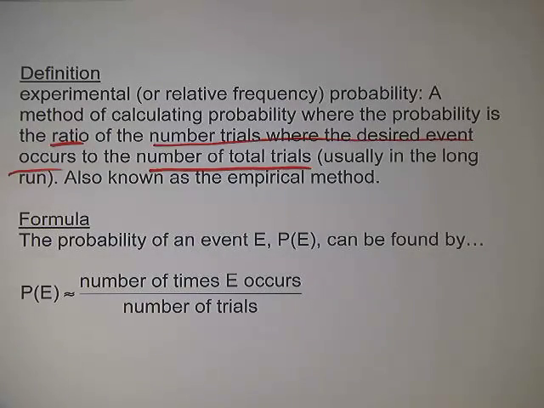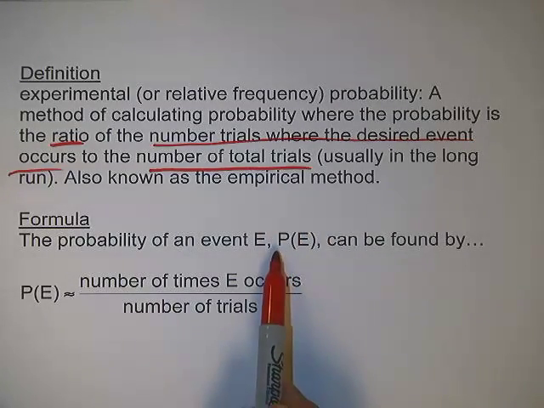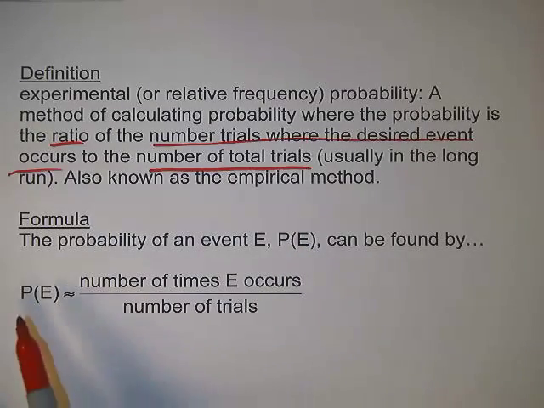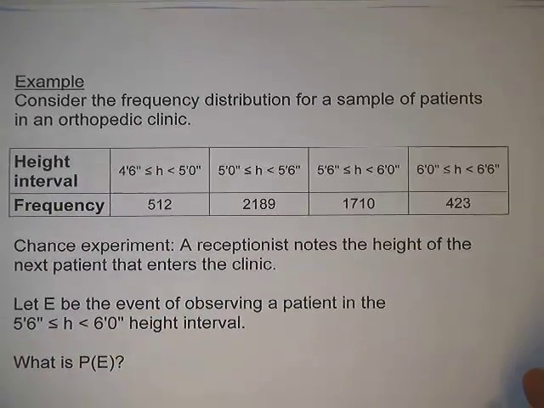So the probability of an event E, P of E, okay, remember that this is probability notation, so this stands for the probability of event E, can be found by the probability of E is approximately equal to the number of times E occurs divided by the number of trials. Okay, so we're going to be using existing data to be making probability statements. Okay, so let's take a look at an example.